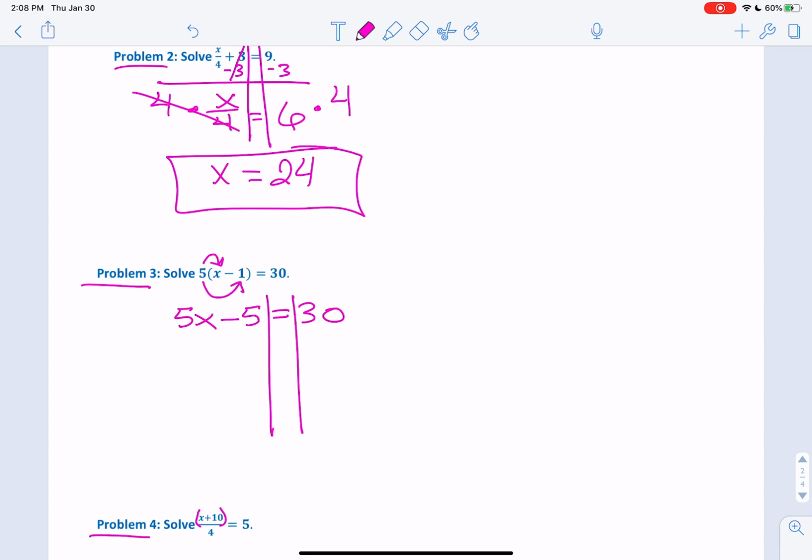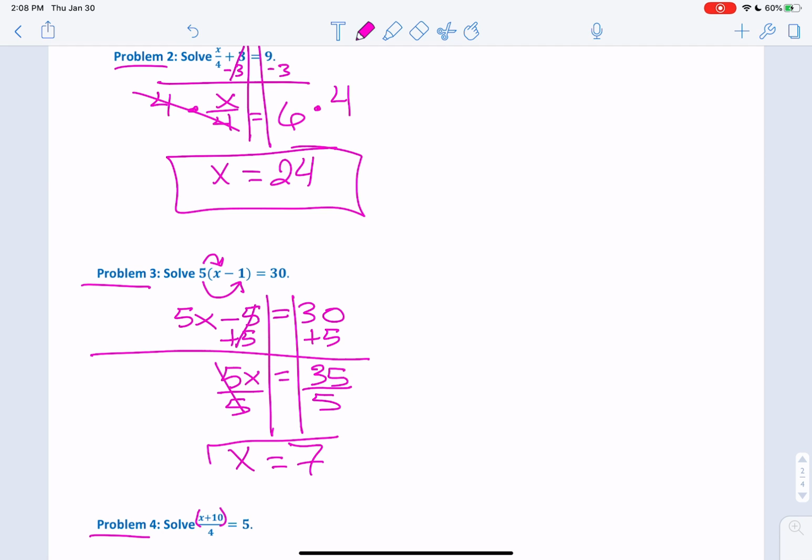We go backwards in order of operations, so subtraction is going to come before multiplication, so we're going to take care of the minus 5 first, and we're going to do the opposite and add 5 to both sides. These cancel out. I get 5x equals 35. 5 times x, the opposite's to divide, so we're going to divide by 5, and I get x equals 7.